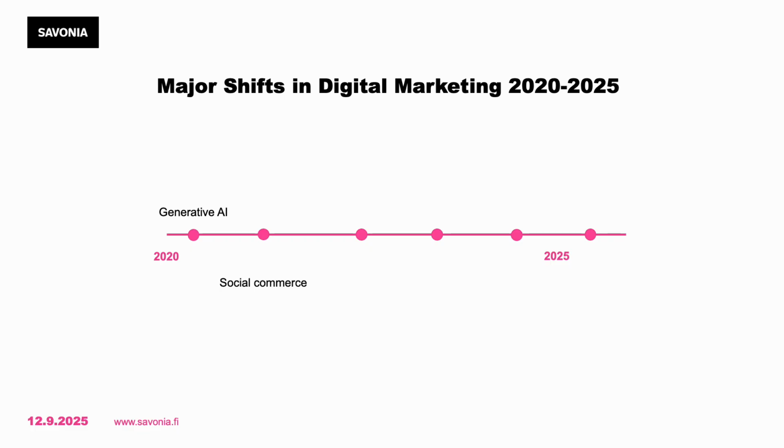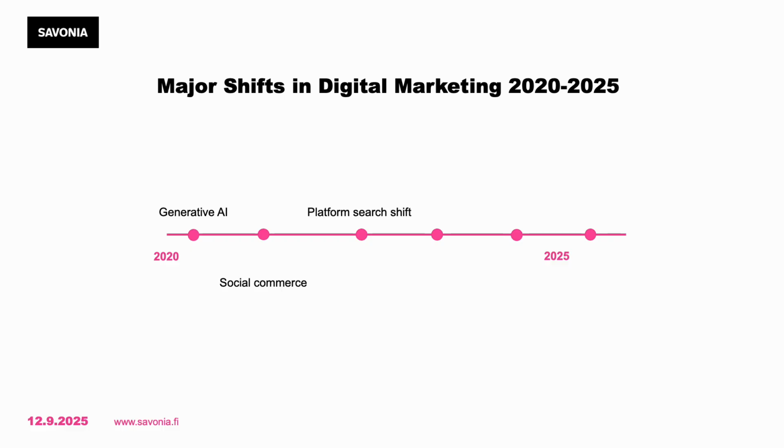After generative AI, we can see the growth of social commerce, and we can see social commerce, for example, in TikTok Shop or in Instagram shopping, in in-app purchases, and things like that. Examples like that, that's what I meant.